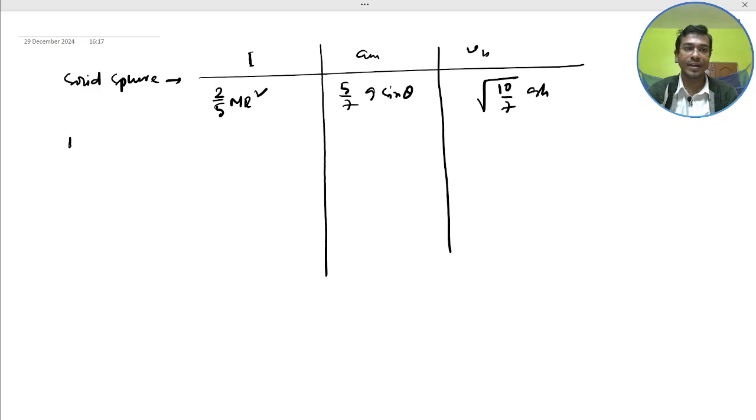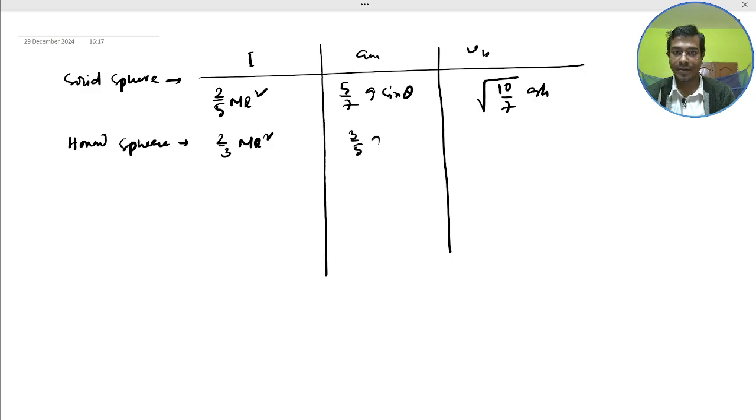Next one, for a hollow sphere. For a hollow sphere, I would become 2 by 3 m r square. You just put this value in this equation and you get the ACM as 3 by 5 g sin theta. You do not need to keep this in mind, it comes after calculation.